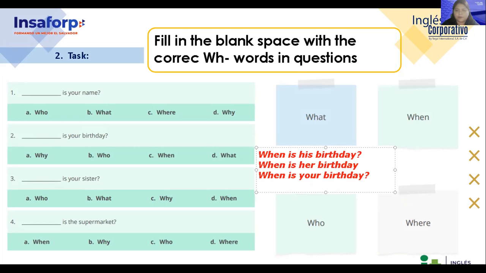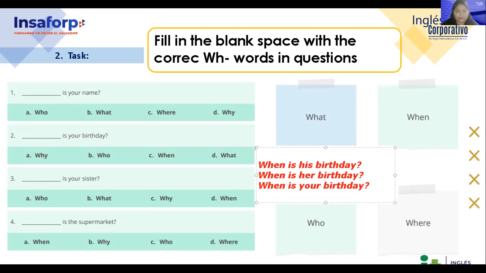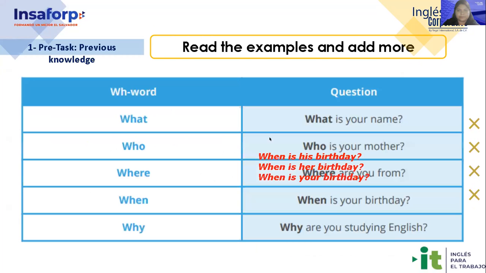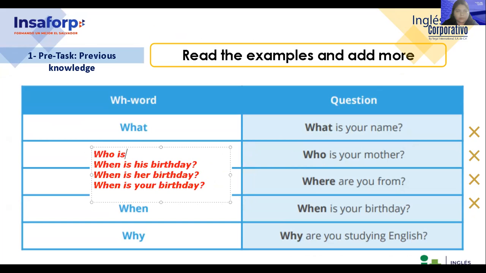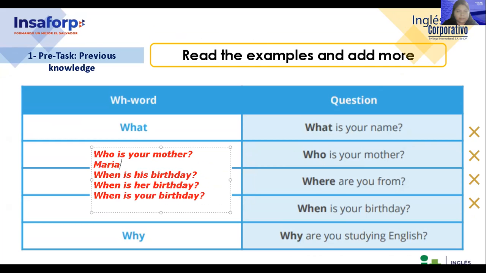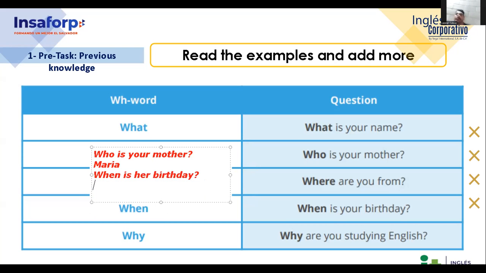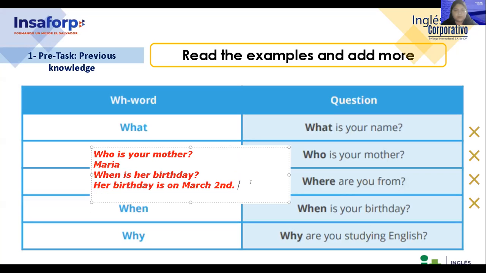Exacto. Por ejemplo, imaginemos que estamos hablando de, bueno, regresemos a la diapositiva anterior. Okay. Who is your mother? ¿Quién es tu mamá? María, for example. La siguiente pregunta, si estoy hablando de ella o quiero saber acerca de ella, tercera persona, digo con la siguiente pregunta, ¿cuándo es su cumpleaños? La respuesta debe contener ese possessive. Her birthday is on, let's say, March the second, el segundo día de marzo, right? March the second.